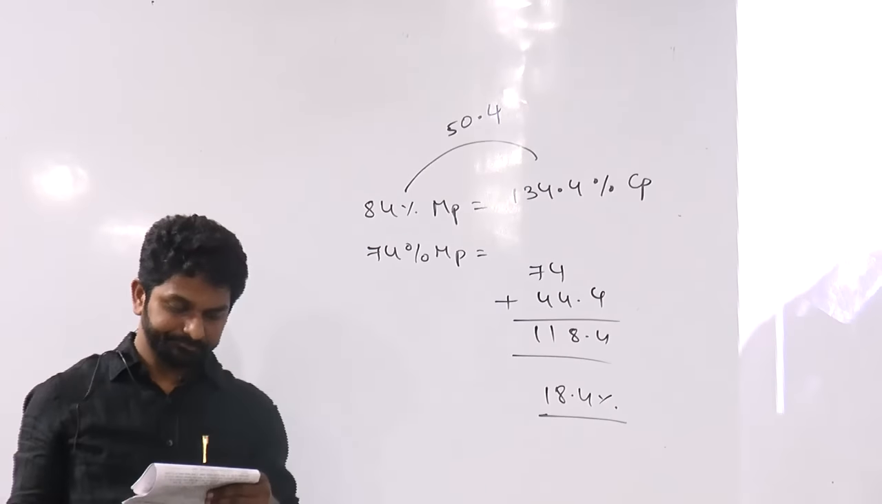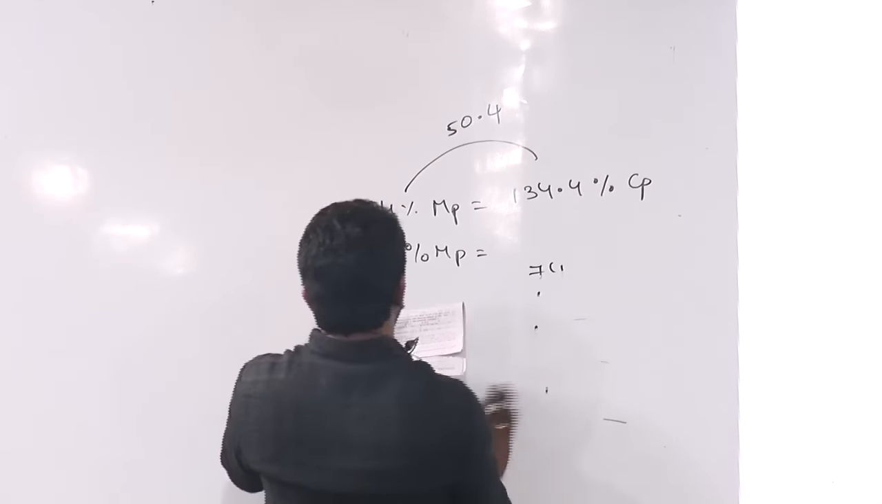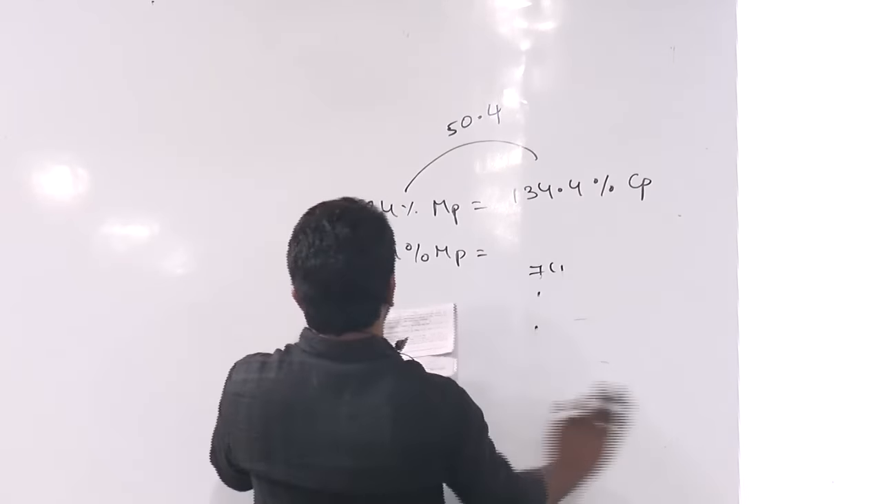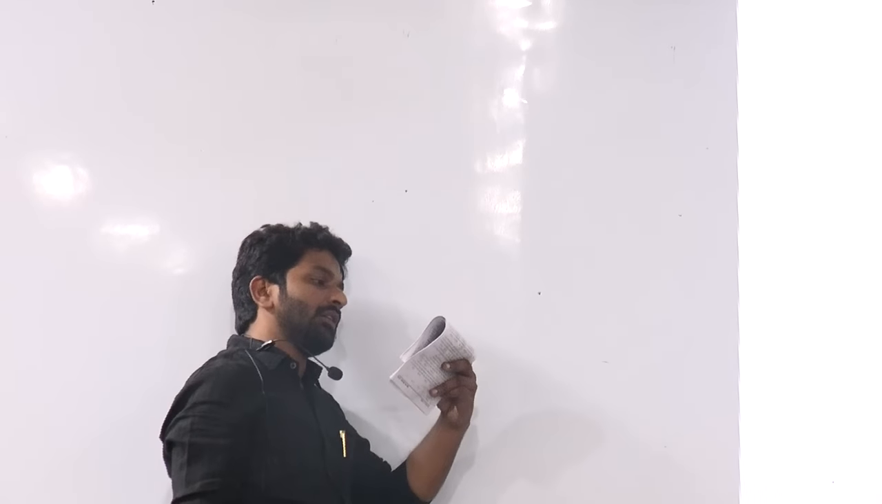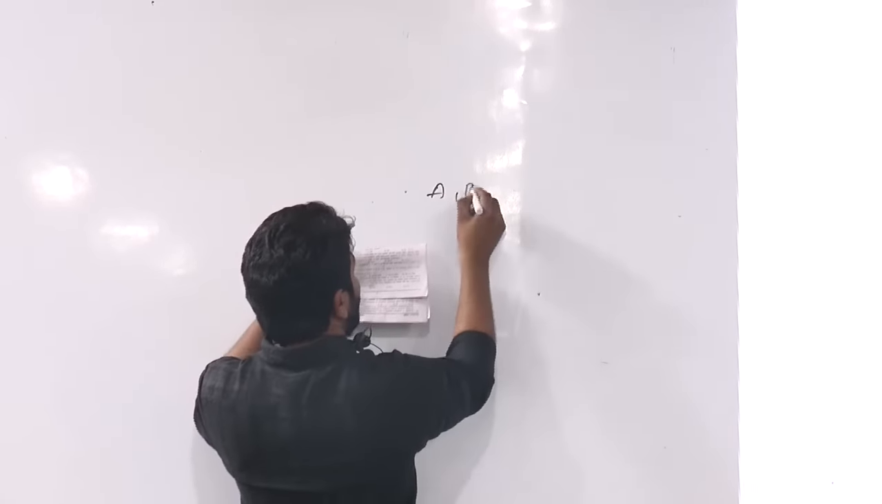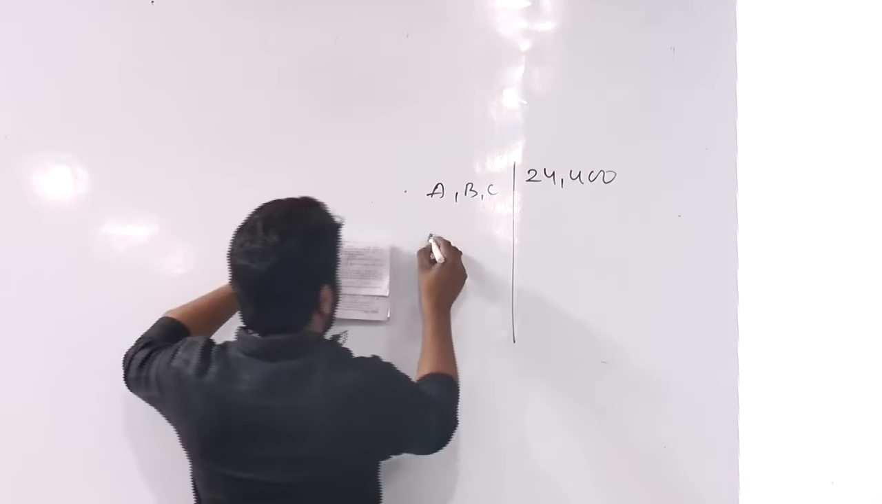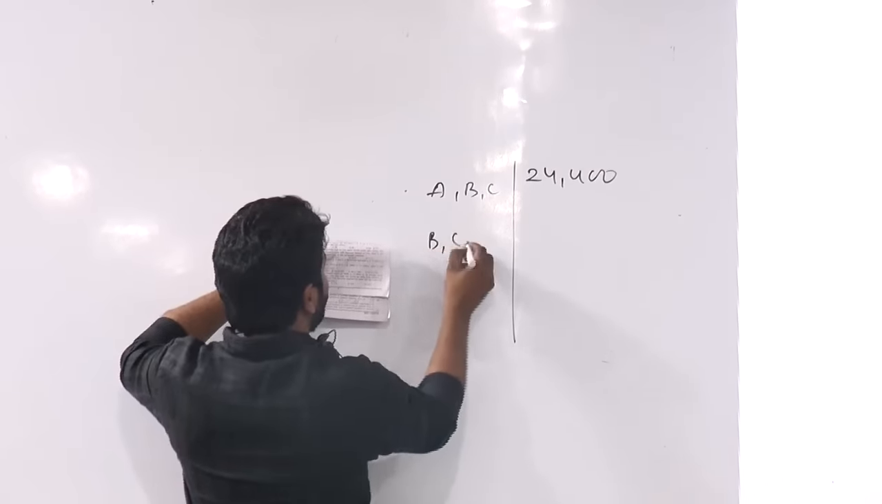Next. 63. The average monthly income of ABC is 24,400 and that of BCD is 26,100. So for ABC it is 24,400 and for BCD it is 26,100.